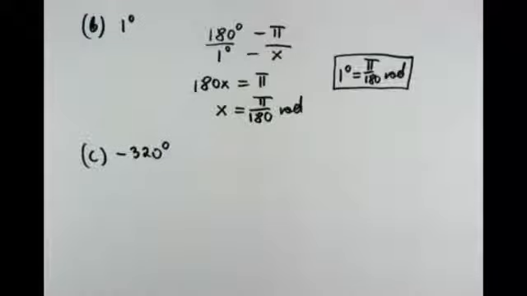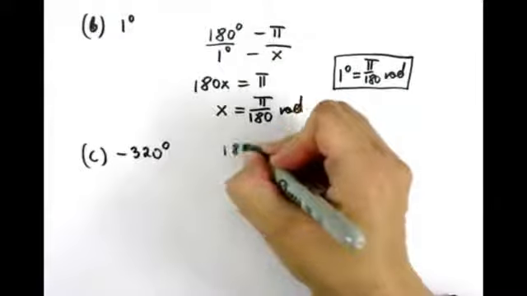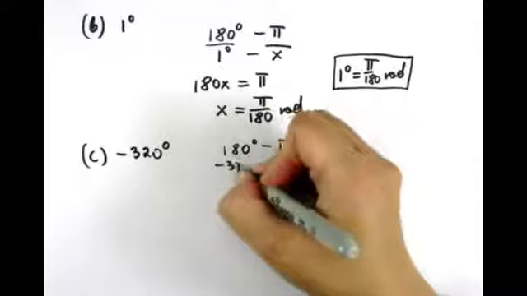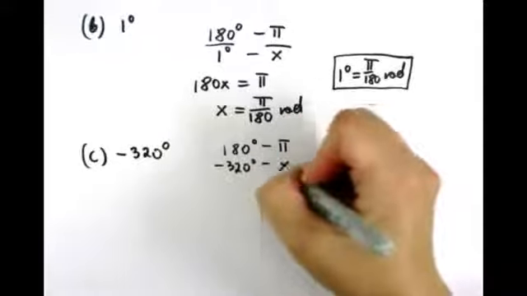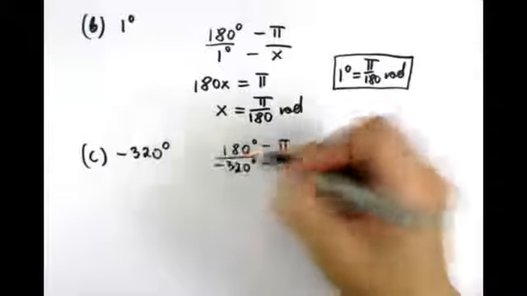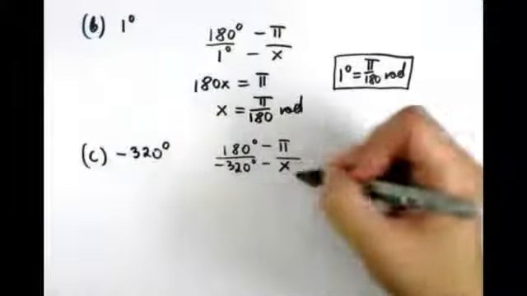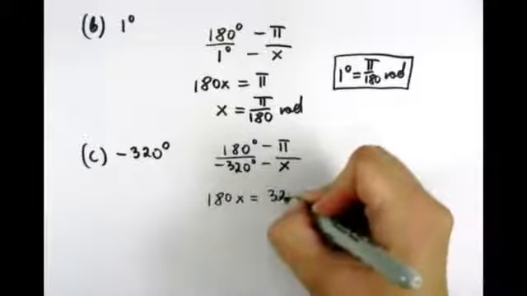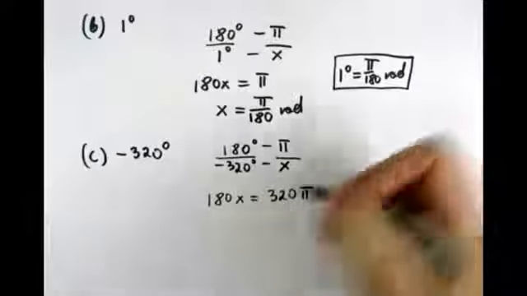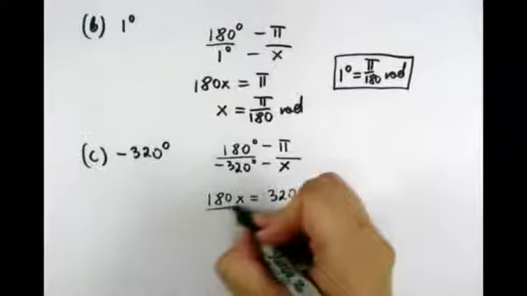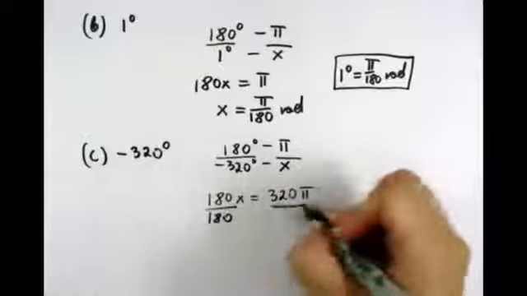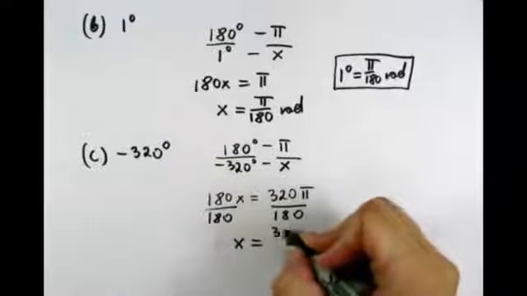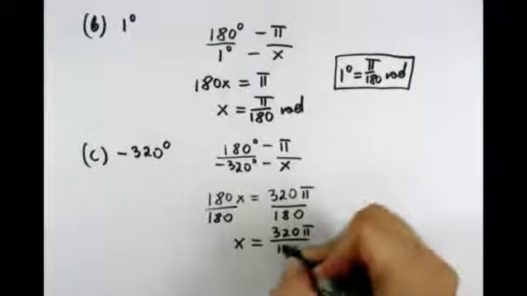Set up a proportion. We know that 180 degrees is pi. Now I'm asking about minus 320 degrees. I don't know it, so it's my x, and that's my proportion. Cross multiply: 180x is equal to 320 pi, divided by 180, so my x is equal to 320 pi divided by 180.